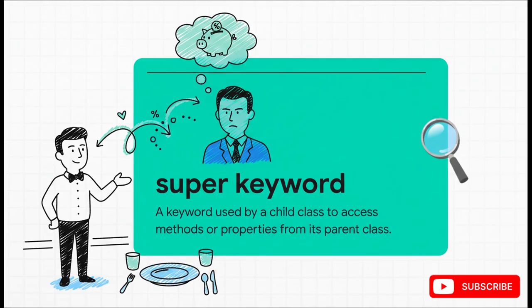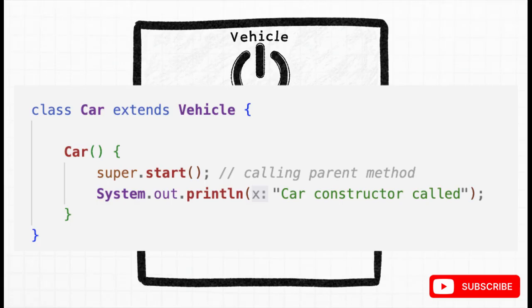Let's go back to that restaurant. A customer asks the waiter about a big company-wide discount. The waiter might have to go, let me check with my manager. In Java, when a child class uses super, it's basically checking in with its manager, the parent class. And check this out. See that line super.start()? That is the Car class saying, hey, I want to use the start method from my parent, Vehicle. It's the direct line for a child to tap into and reuse the code it just inherited.